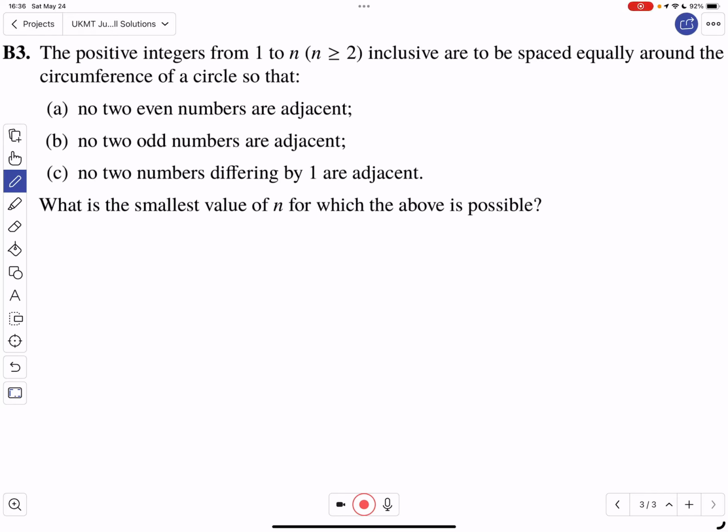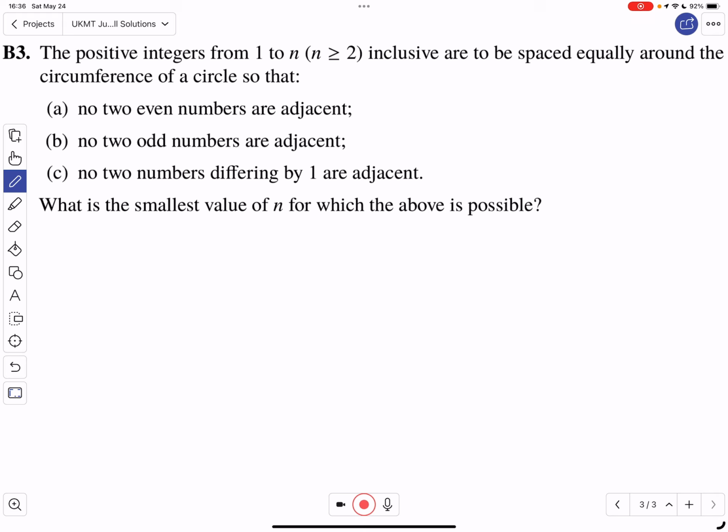Problem B3. The positive integers from 1 to n, where n is greater than or equal to 2, inclusive, are to be equally spaced around the circumference of a circle, so that A. No two even numbers are adjacent, B. No two odd numbers are adjacent, C. No two numbers differing by 1 are adjacent. What is the smallest value of n for which the above is possible?